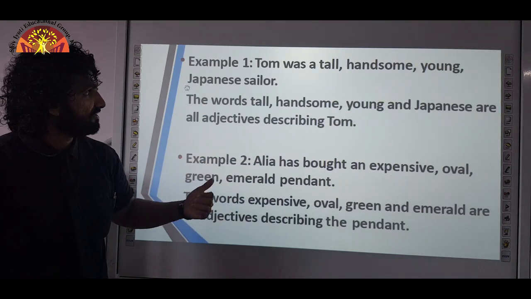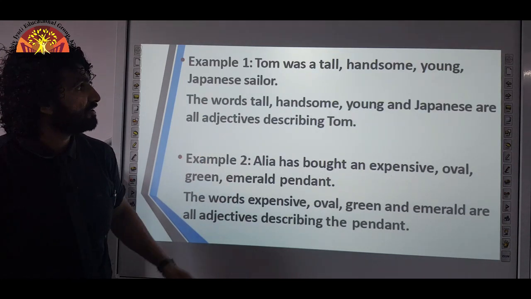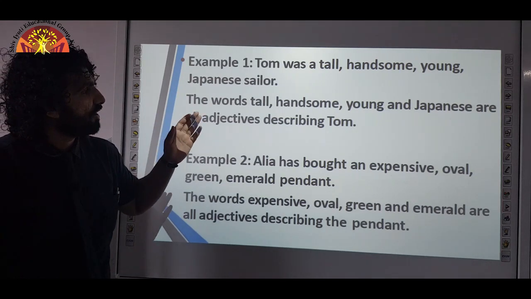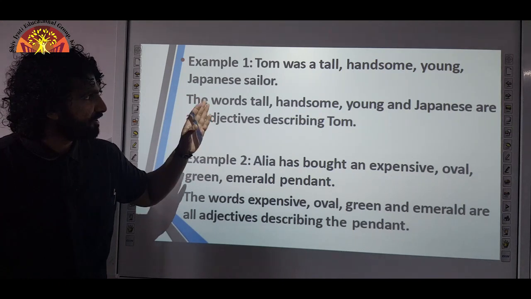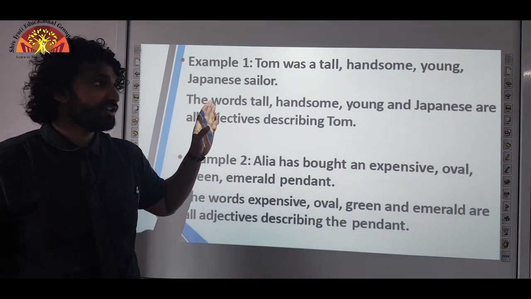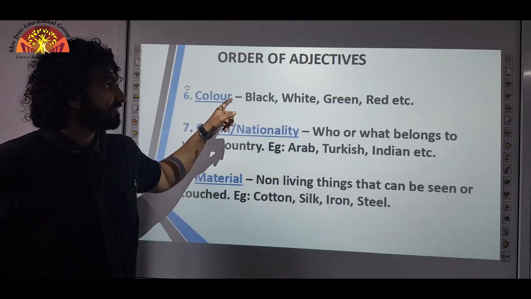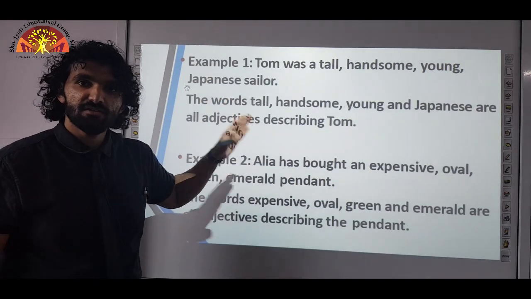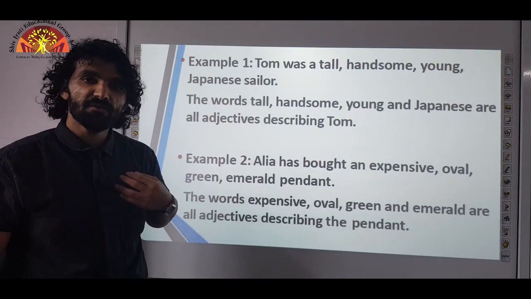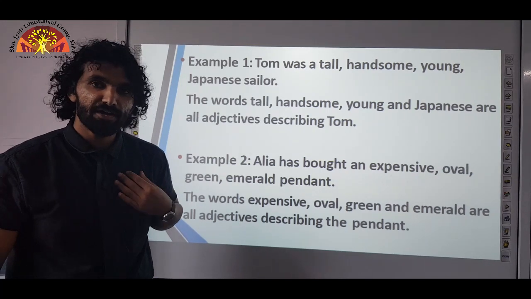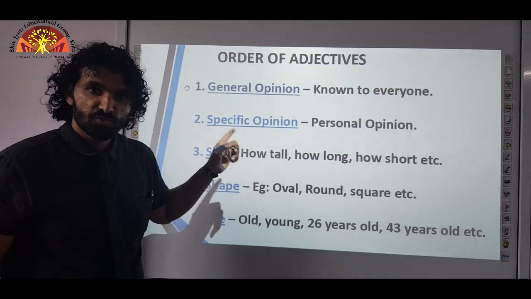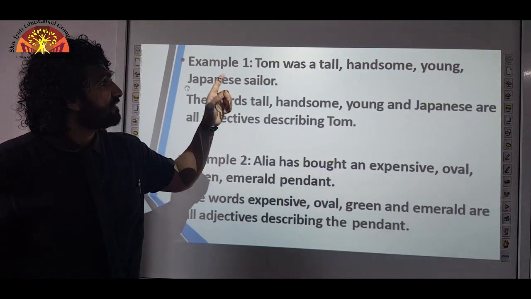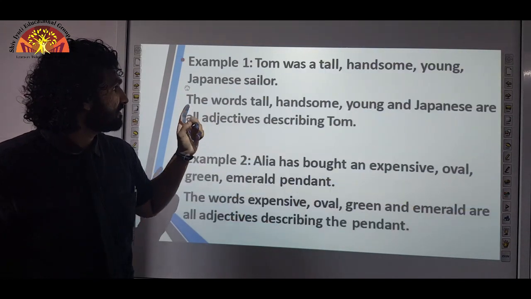So as we discussed, try to pay attention. Tom was a tall, handsome, young Japanese sailor. Tall. What is tall? General opinion. Visible to everyone, known to everyone. What I feel about Tom, my opinion, personal opinion, that is specific opinion, that will be chosen second. Handsome.